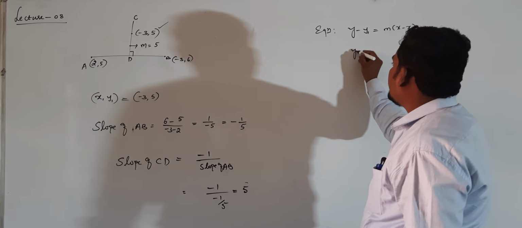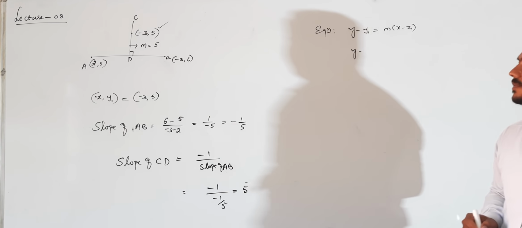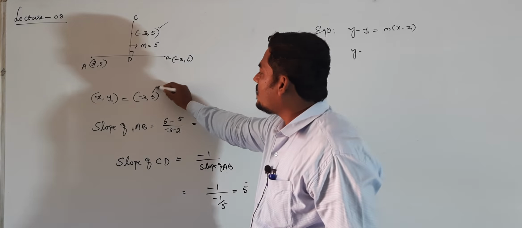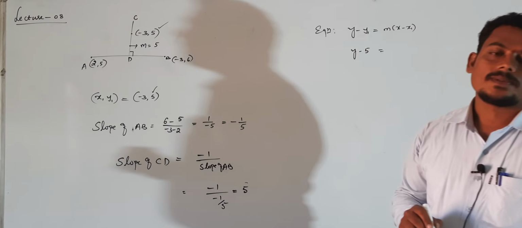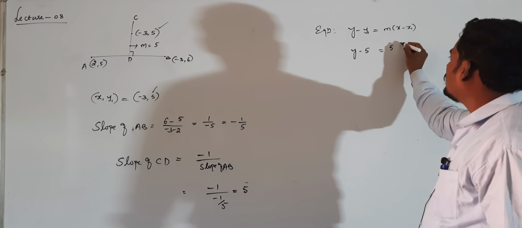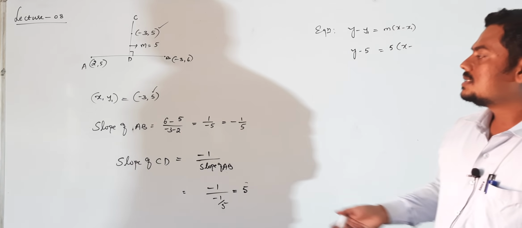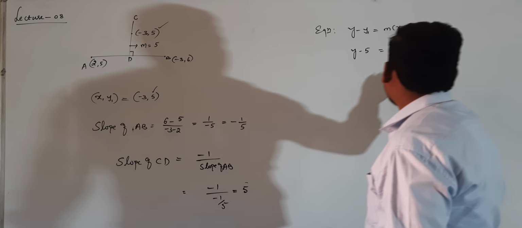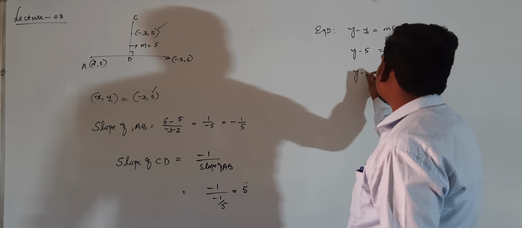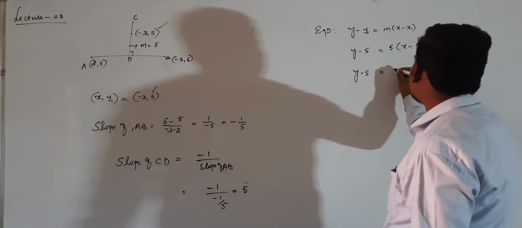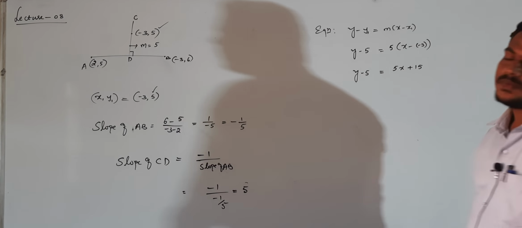Next, y minus, in this case which one is y1 value? This is our y1 value, that's equal to, what is m value? M is also 5 into x minus, what is x1? This is x1, minus of minus 3, right? Now usual simplification, y minus 5 is equal to 5x plus 15, right? Minus into minus, it will be plus.